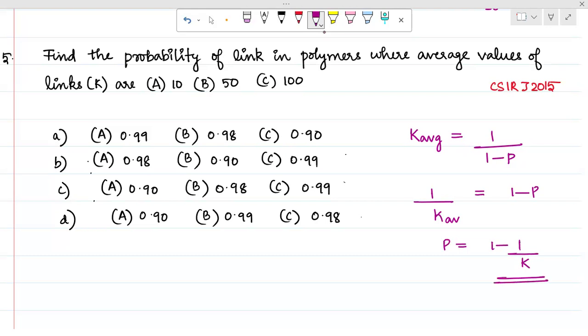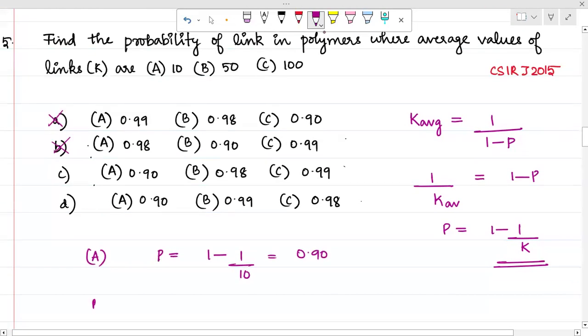This is how you will be finding for 3 units are given, right? A, B, and C. Isn't it correct? K average is equal to 1 by 1 minus P. If I take the reciprocal, it becomes 1 minus P. And I'll take P to this side, and this is how you find it. Okay, easy. So for A, K value is 10. So P is equal to 1 minus 1 by 10. Correct? Now 1 by 10 is 0.1. 1 minus 0.1 is 0.90. So with this, you can cut 2 options. It's not option A, it's not option B, it's C or D.